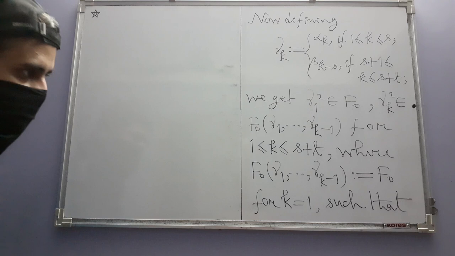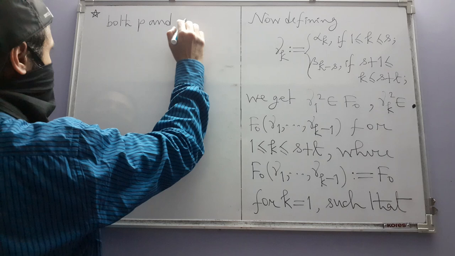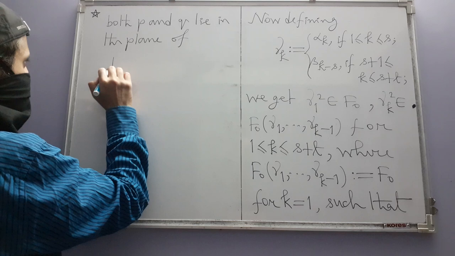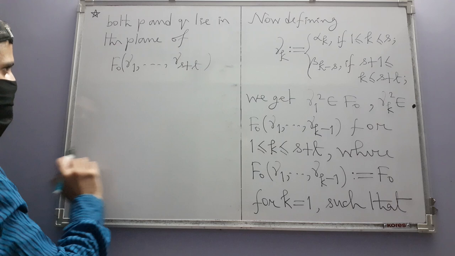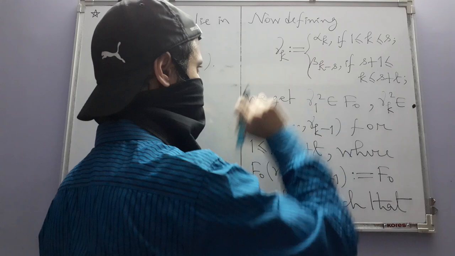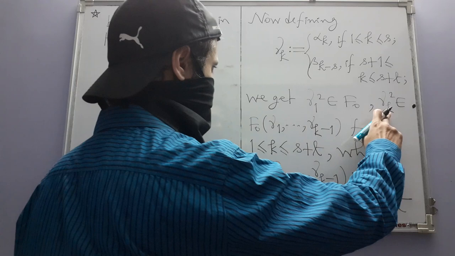But that's not all, we have to say what these things are for, such that both P and Q lie in the plane of this extension obtained by adjoining all the possible gammas to the field of rational numbers. But is it true? Let's just think of it. Okay, gamma 1 of course is just simply alpha 1. Previously also we had that the square of alpha 1 belongs to F naught. Now also we have that thing. But how is this true?